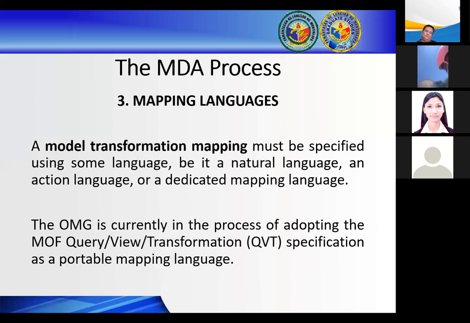Third is mapping languages. A model transform mapping must be specified using some language. It can be natural language, an action language, or a dedicated mapping language. The OMG is currently in the process of adopting the MOF Query View Transformation specification as a portable mapping language.